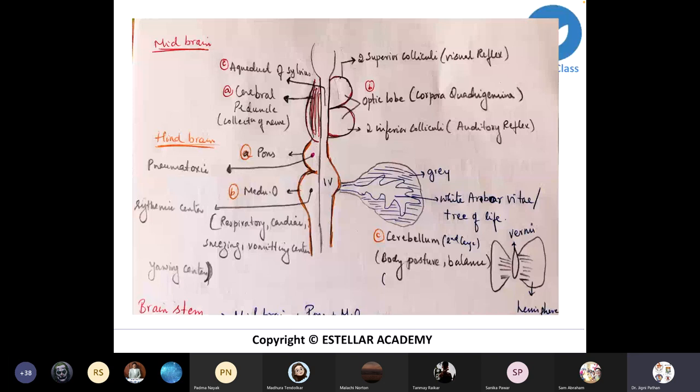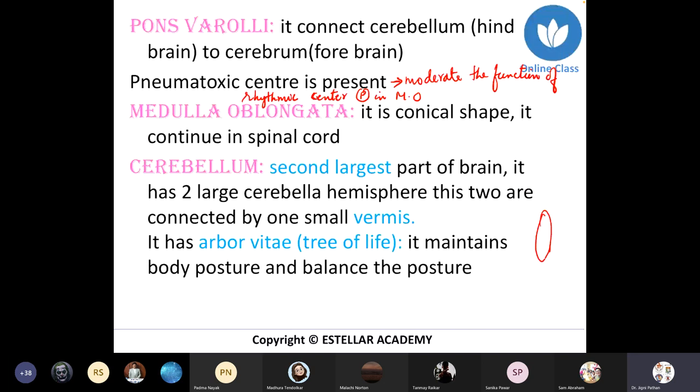It has two large cerebellar hemispheres. These two are connected by one small vermis. If you remember, if you drew it yesterday, this is the vermis, and here are the hemispheres. These two are the hemispheres and the center one is the vermis, right? It has arbor vitae, which is the tree of life. What does this arbor vitae do? It maintains the body posture and the balance of the body.